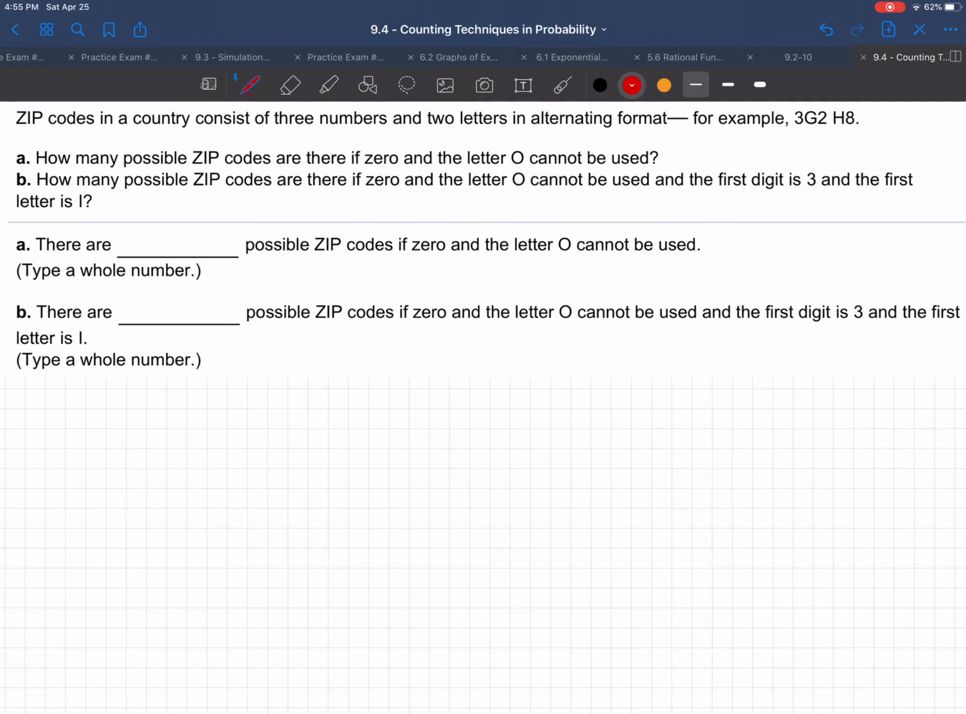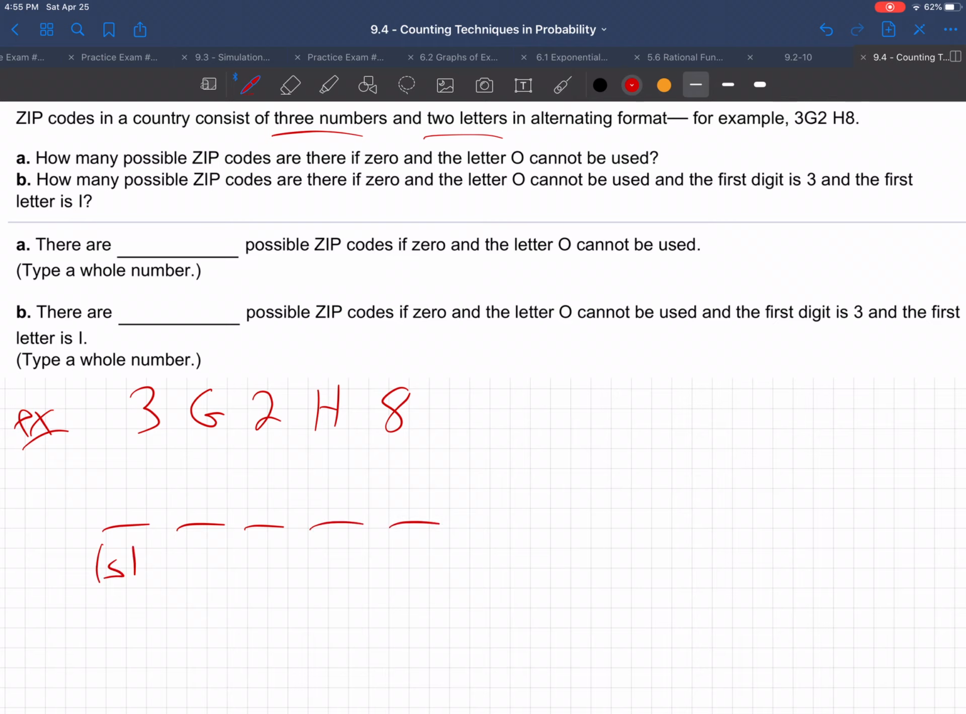Okay, so let's figure this out. So we're going to have zip codes in alternating format. So like their example, 3G2H8. 3 numbers, 2 letters. So that's an example right there. So let's go through it.